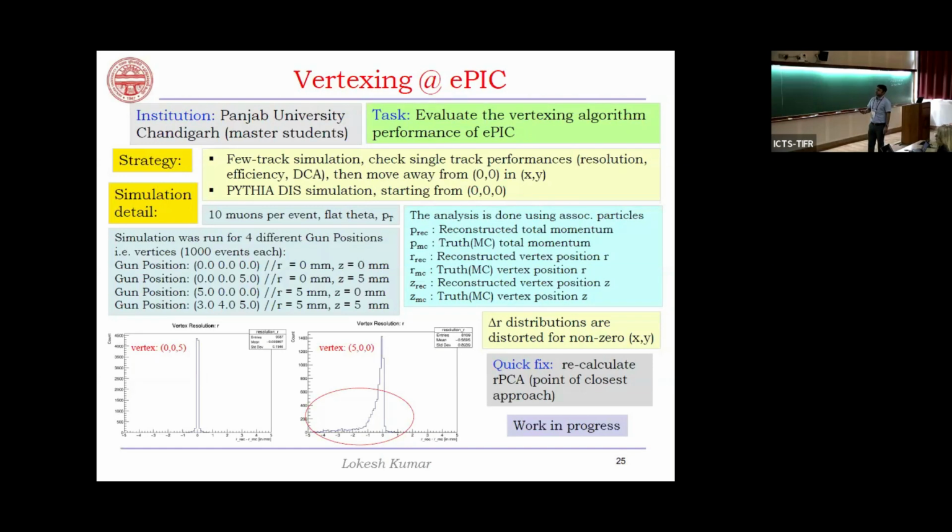So these are the simulation details for the few-track simulation. Parameters are also listed here. The lower plot shows the vertex resolution in the R direction for the (0, 0) vertex. You can see we have a nice vertex resolution here. But as we move away from (0, 0), such as to (50, 0), this is XY 50, then you see some distortion. As a quick fix, we are discussing that we need to recalculate the point of closest approach in the simulation, and this is work which is still ongoing.